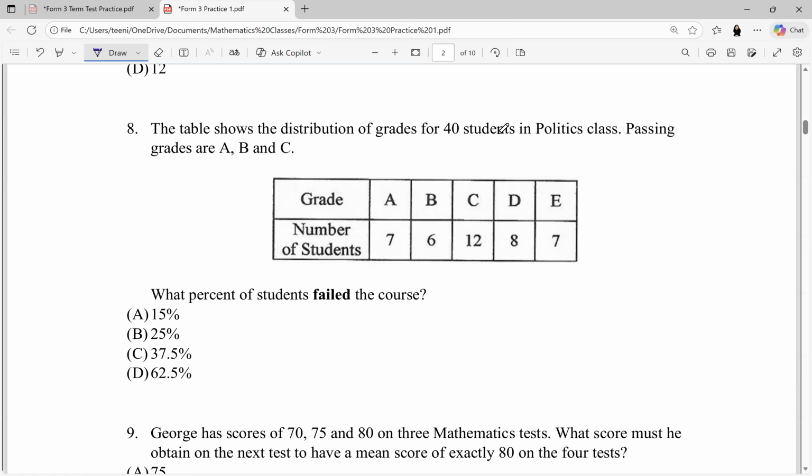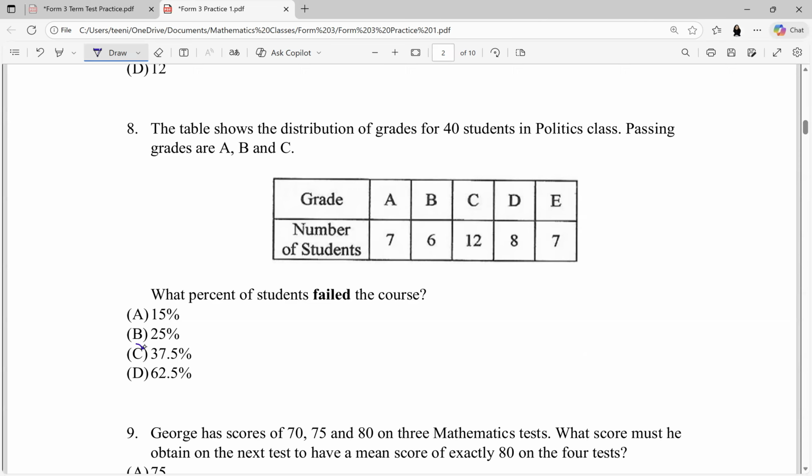Those students who got D and E, which is 8 and 7 respectively, are the students who would have failed the course, and they want us to find out what percent of the students failed. Give it a shot and tell me what you have as the answer. Miss, is it C? Yeah, it is C. Anybody else got C?